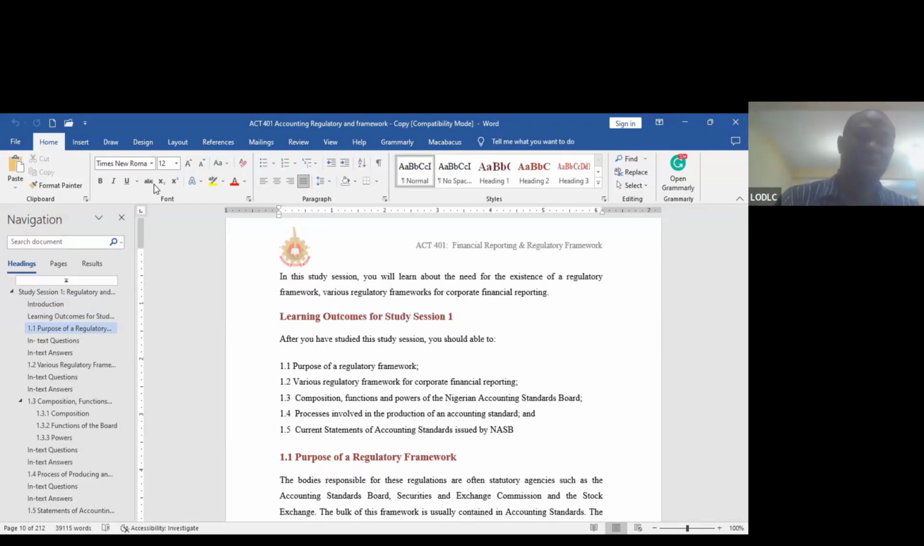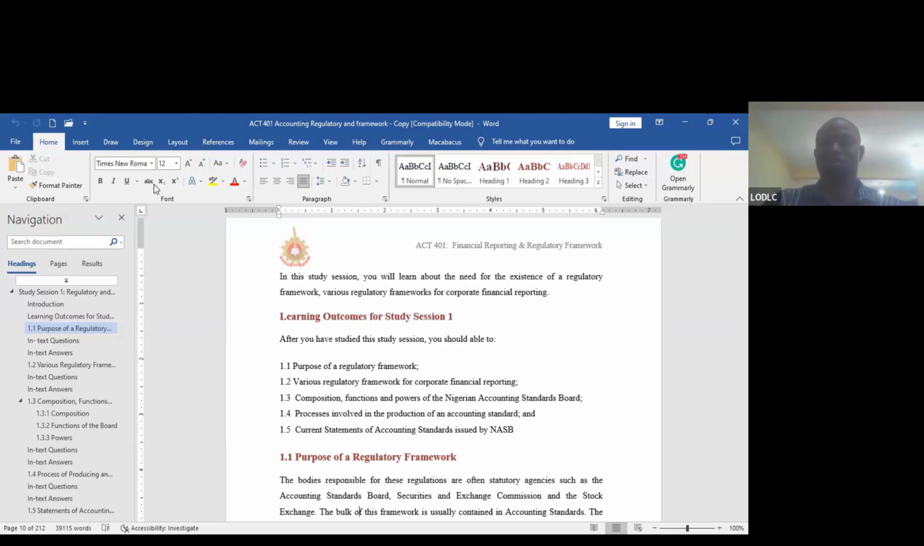But we will not do much about this because the regulatory body that is saddled with the responsibility of accounting standards presently is not the Nigerian Accounting Standard Board again. The Nigerian Accounting Standard Board committee members are part of the representatives in the international board. So we may not dwell much on the Nigerian Accounting Standard.